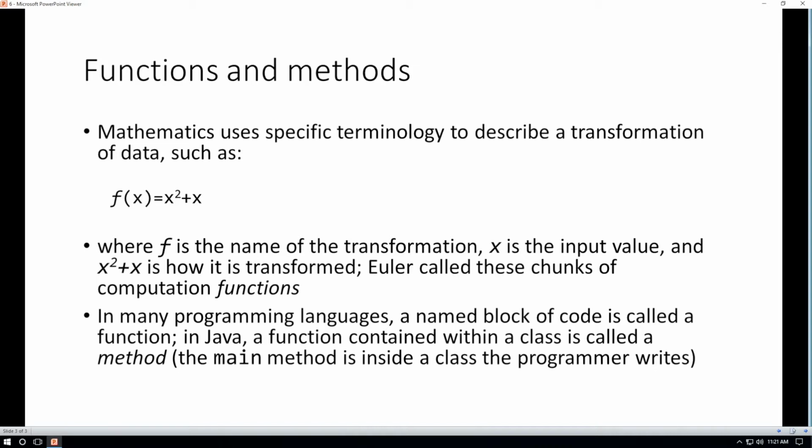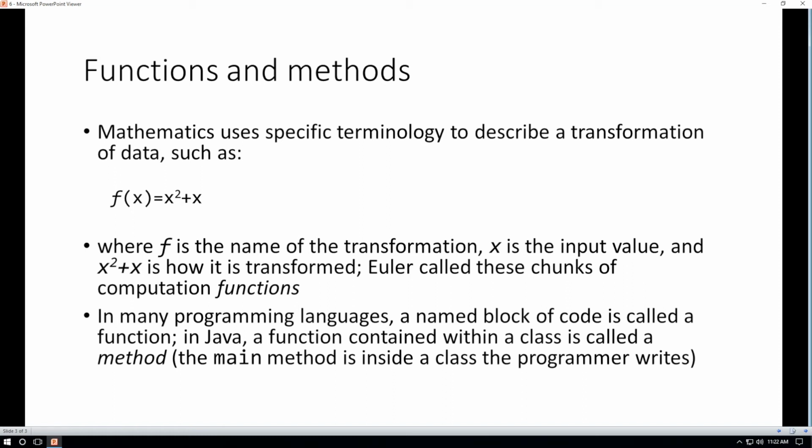Notice it doesn't say if x equals 2, then do something. It just says for any x, square it and then add that value to it, and the result will be that computation. Euler coined the term functions for this kind of transformation. In many programming languages, a block of code that would compute something like this, or something even far more complicated, is called a function, following Euler's terminology.